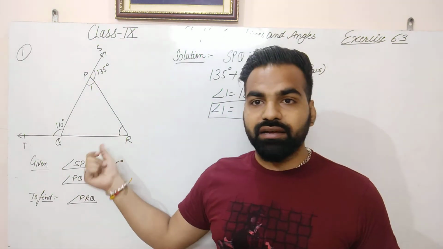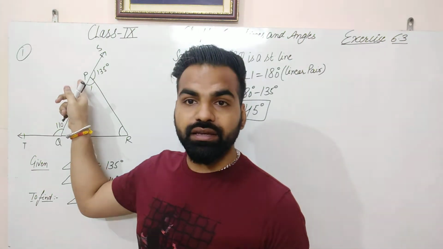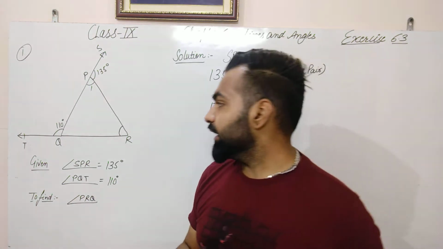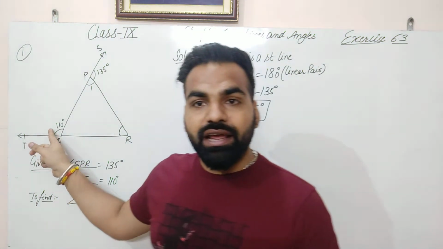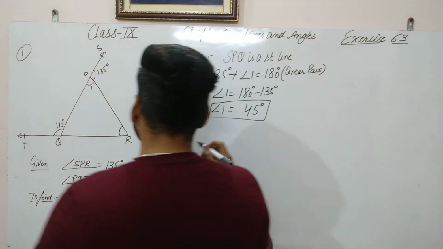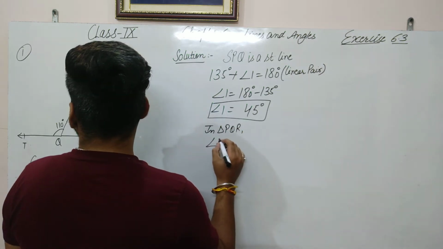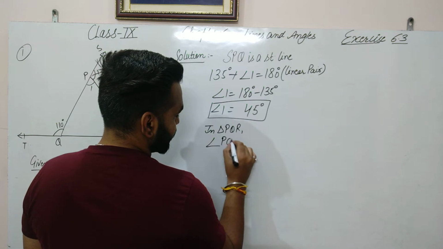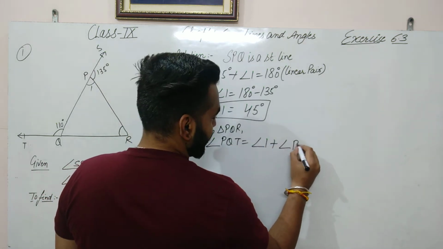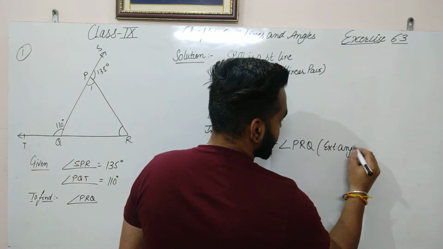We have to find this angle. Now in the next part we can see that angle PQT is the exterior angle for triangle PQR, and we have just studied in the exterior angle property that the exterior angle is equal to the sum of interior opposite angles. So we can write, in triangle PQR, angle PQT is equal to angle 1 plus angle PRQ, that is the exterior angle property.